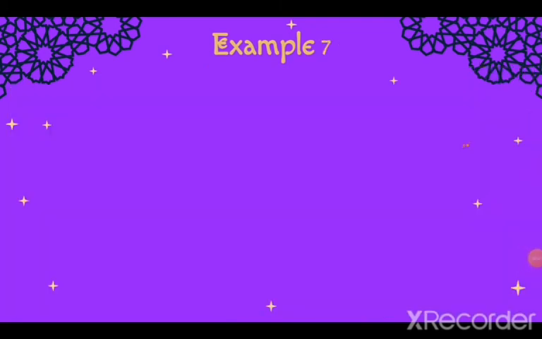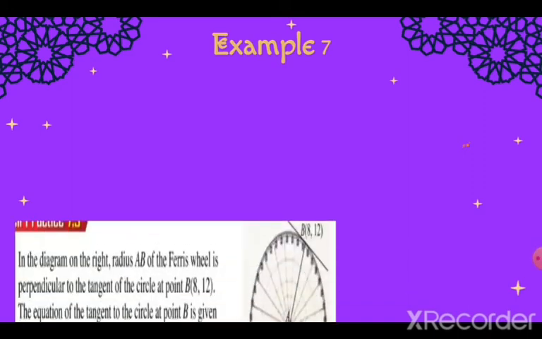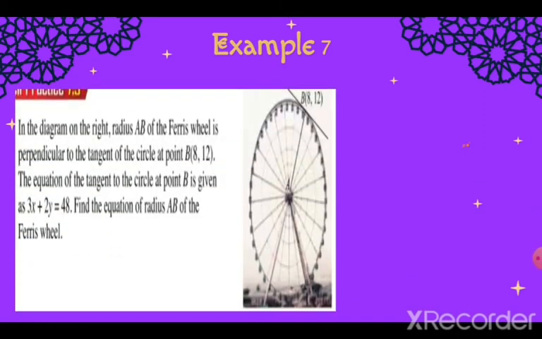Okay guys, let's move on with example 7. Let's look at example 7. In the diagram on the right, the radius AB of the Ferris wheel is perpendicular to the tangent. So this is our radius and this is our tangent line.